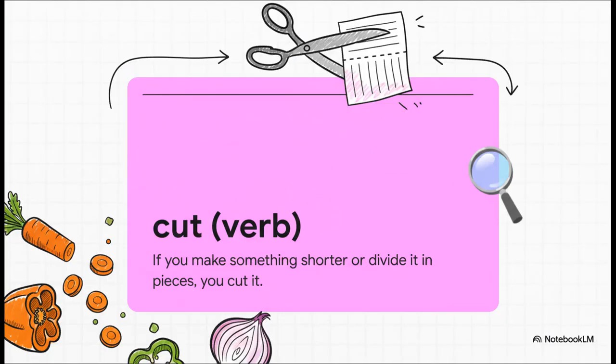So, at its most basic, most fundamental, the meaning is the physical act of separation. When you cut something, you're either making it shorter or you're dividing it up. Think about chopping vegetables for a salad or trimming a piece of paper. It's that direct, simple action.